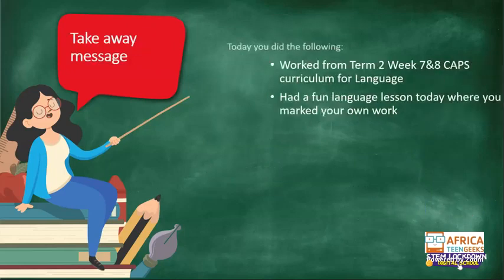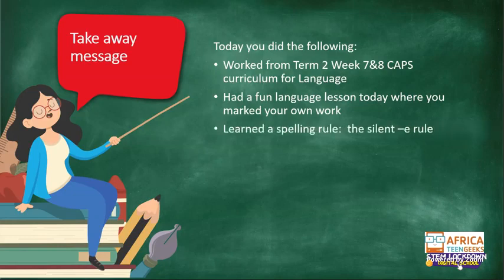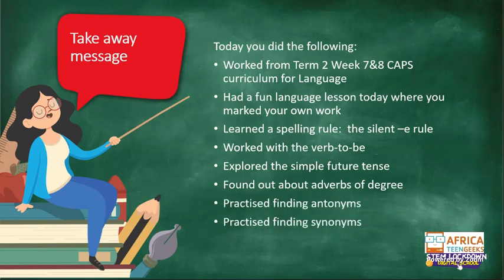Okay, so let's just review what we did today. We worked from term 2, week 7 and 8 of the CAPS. We had a fun language lesson where you could mark your own work. You learned the spelling rule, the silent E, sometimes called the magic E. You worked with the verb to be, explored the simple future tense, found out about adverbs of degree, and practiced finding antonyms and synonyms. Well done, everybody. That was a lot of language today.